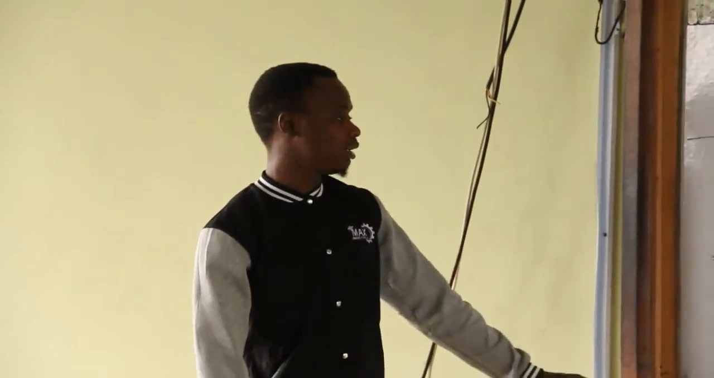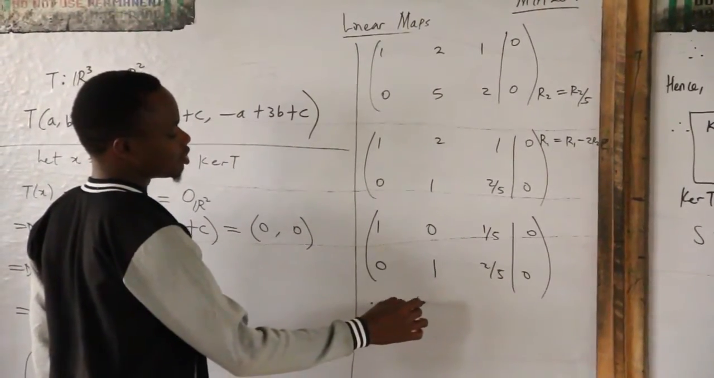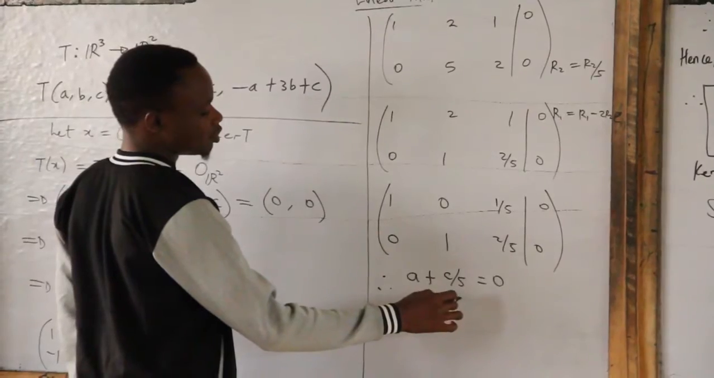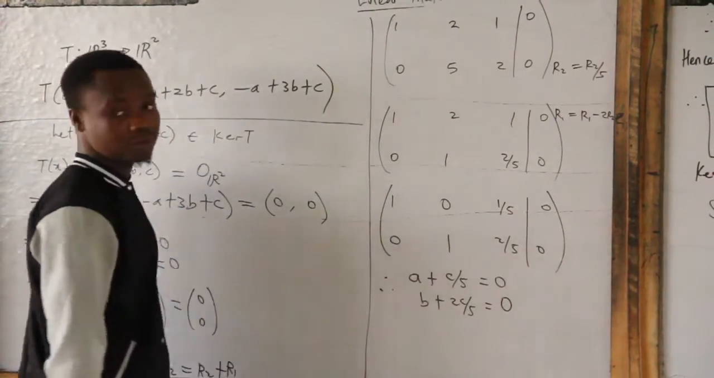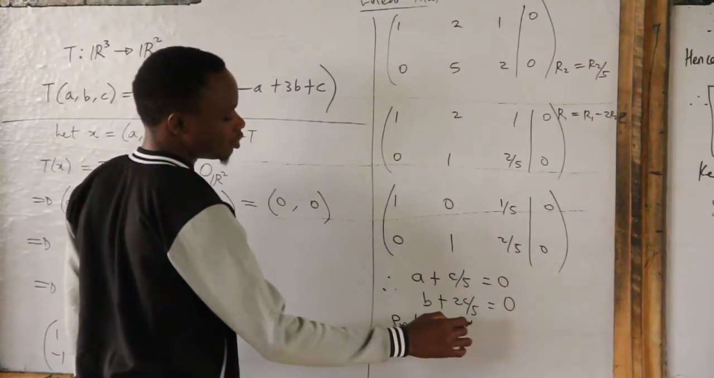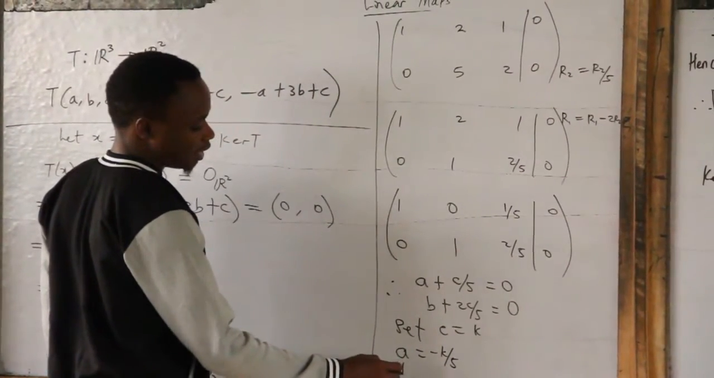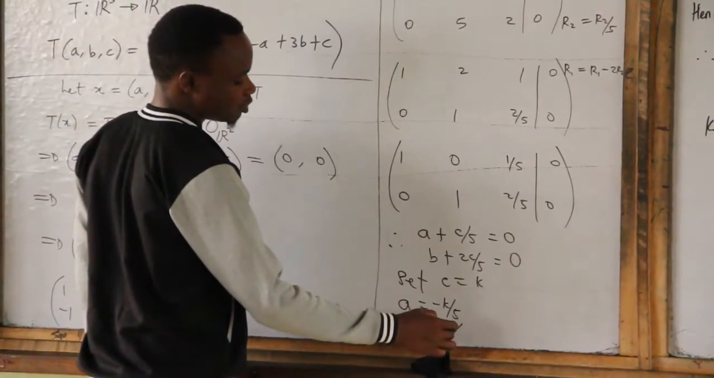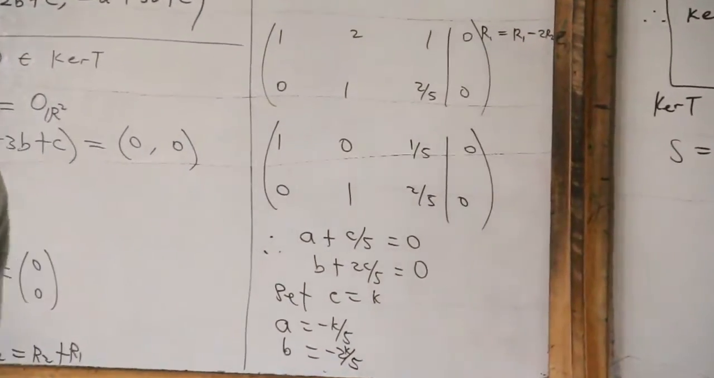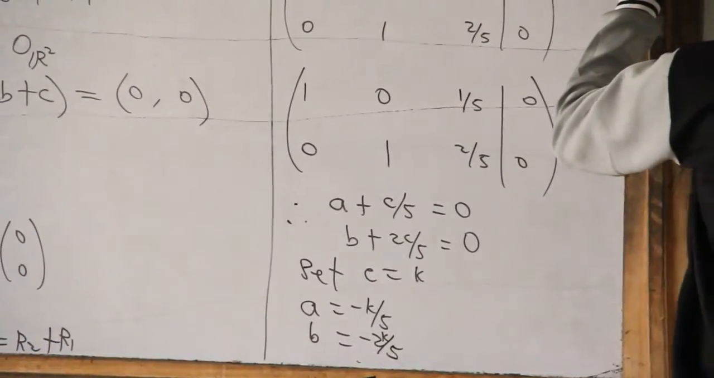So we can put back our answer. That means I can have A plus C over 5 equal to 0, and B plus 2C over 5 equal to 0. From here, I can set C to be equal to K. Then A will be equal to minus K over 5, and B will be equal to minus 2K over 5. With this, we can write out our final result. So that means T is defined as follows. Listen very well.